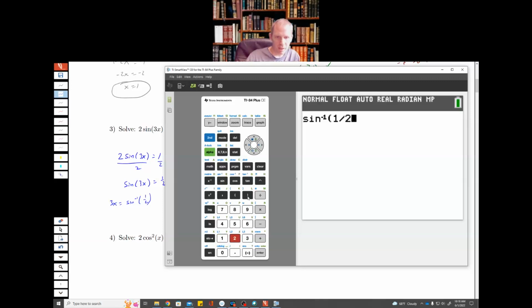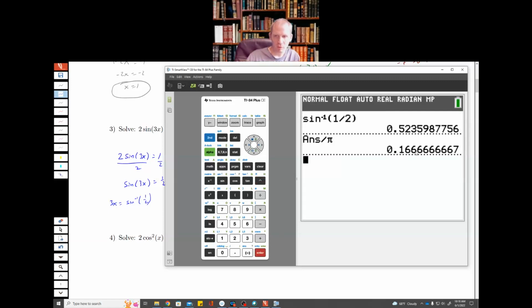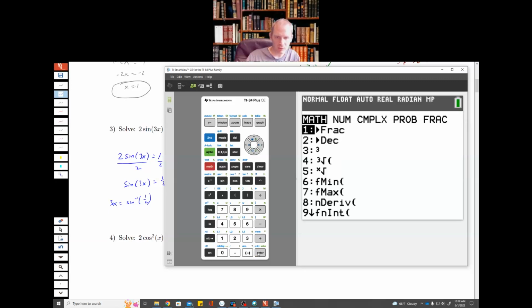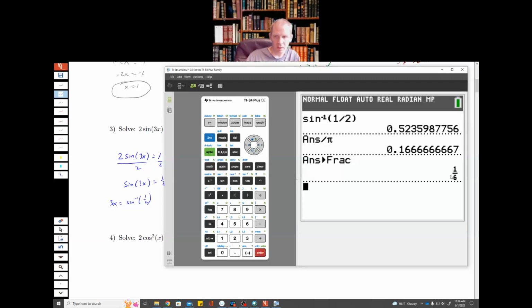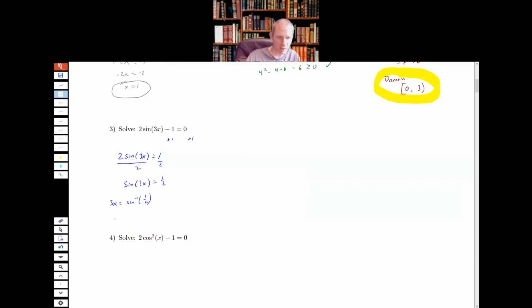Since I remember that that's going to be one of my special angles, I know that the angle is some fraction of pi. So when I get my answer, if you divide out that pi, you can see, okay, it's this fraction of pi. If you don't recognize that as 1/6, you can just say convert to fraction. And I say, okay, it's 1/6 of pi. 1/6 of pi we usually write as pi over 6.